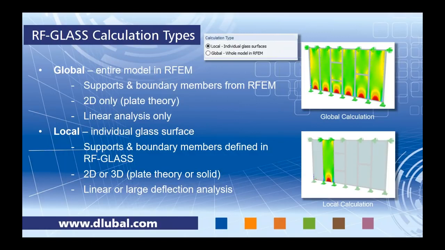Now, the other calculation type is local. So this is where we will actually be looking at an individual glass surface only. Things like support types, boundary members, those have to be redefined within RF glass. And this provides us with the opportunity to get a little bit more detailed when it comes to the support types, where they're exactly framing into the surfaces or the solid elements in this case.